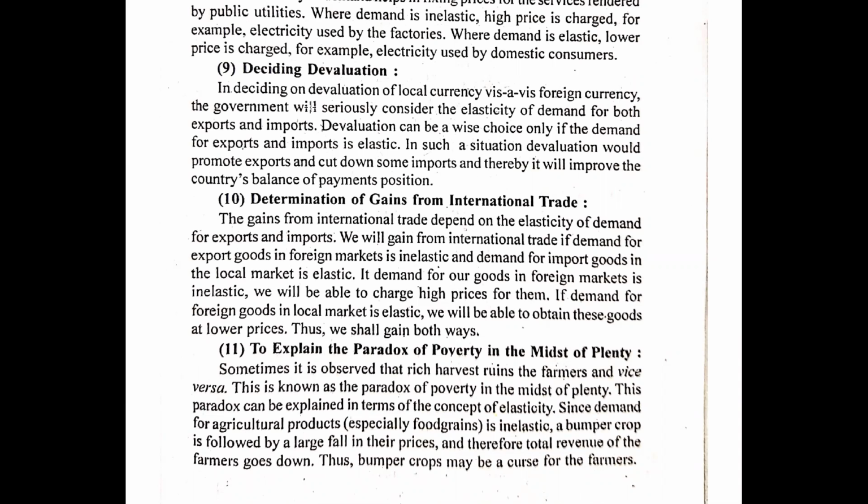In deciding on the devaluation of local currency versus foreign currency, the government will seriously consider the elasticity of demand for both exports and imports. Devaluation can be a wise choice only if the demand for exports and imports is elastic. Now, what is devaluation? At present, for example, $1 is equal to 70 Indian rupees. When our government devalues our currency, then $1 will be equal to, for example, 80 rupees, 90 rupees, 100 rupees.